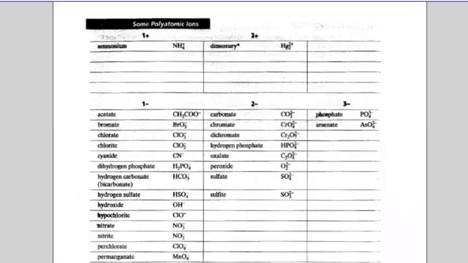Or they're polyatomics. Polyatomics, really easy. You just write down the name of the anion. Acetate, hydroxide, oxalate. Whatever it happens to be, you just write it down. Now there is actually a pattern to the names of the polyatomics, sort of.